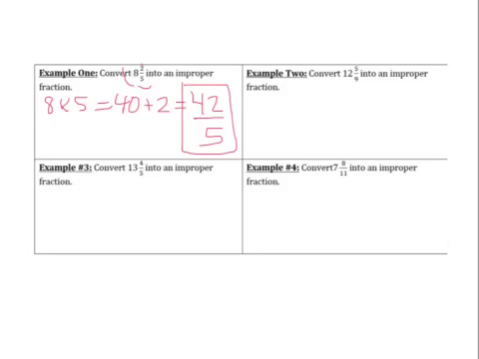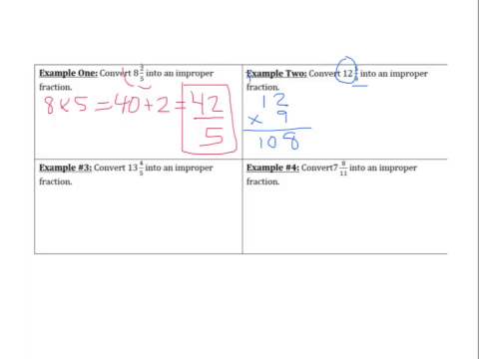Let's try another one. Example 2, convert 12 5/9 into an improper fraction. First I find my whole number, that's 12. I multiply that by my denominator, which is 9. So I need to do 12 times 9. Nothing wrong with doing a little work on the side here. 2 times 9 gives me 18. I carry my 1. 9 times 1 is 9. Plus 1 is 10, so 108. Whew, I'm done with step 1, multiplying my whole number, 12, by my denominator, 9.